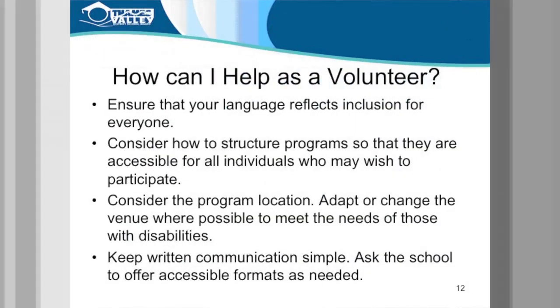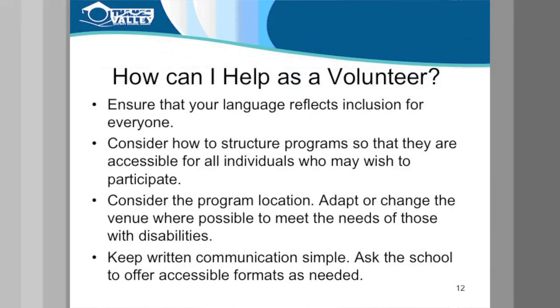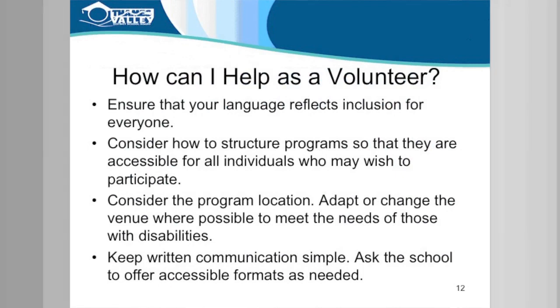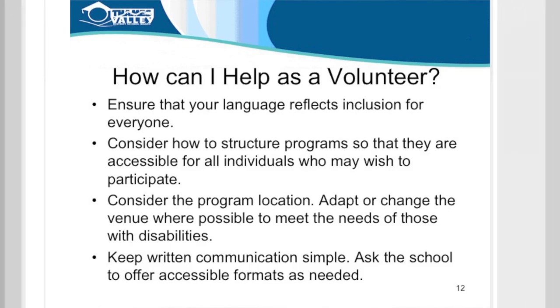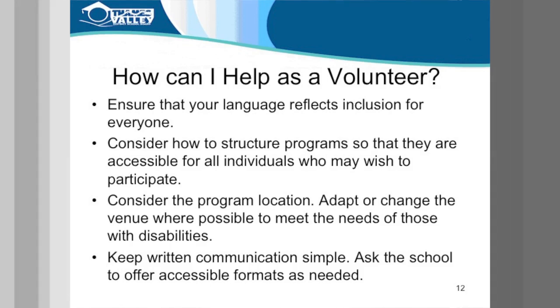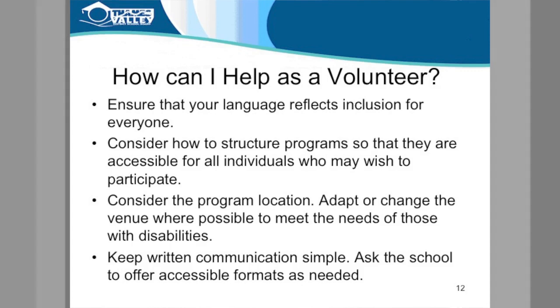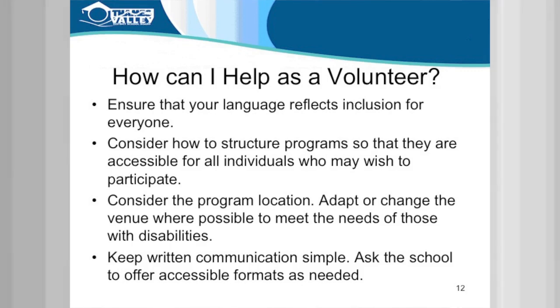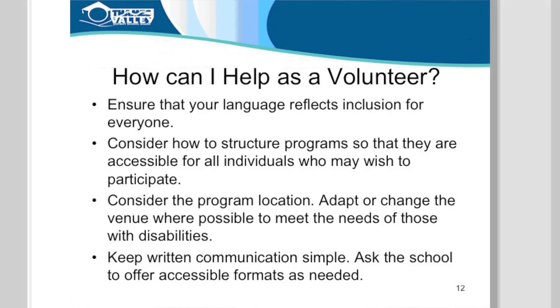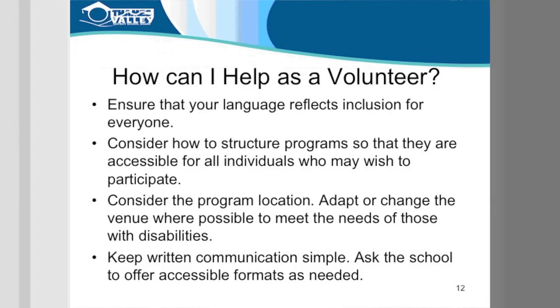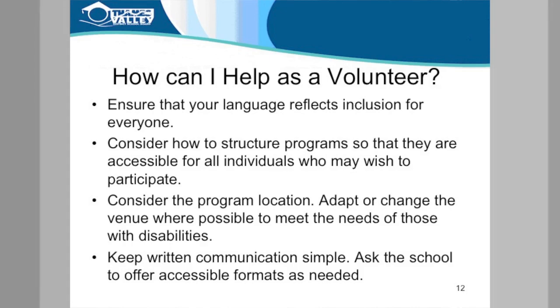How can I help as a volunteer? Ensure that your language reflects inclusion for everyone. Consider how to structure programs so that they are accessible for all individuals who may wish to participate. Consider the program location. Adapt or change the venue where possible to meet the needs of those with disabilities. Keep written communication simple. Ask the school to offer accessible formats as needed.